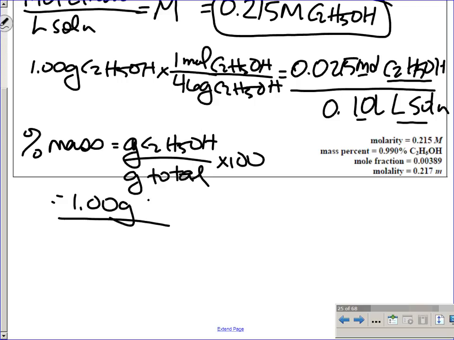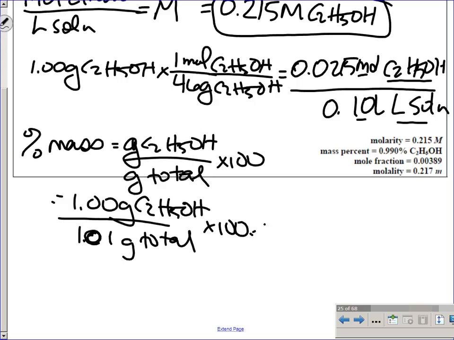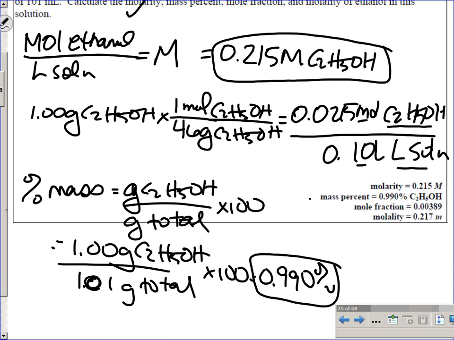What's the grams of ethanol? 1.00 and total? 101 total. It's 101, it's not a point, that's a 0. Grams total times 100. What is it? 0.99. Right there. Okay. That's our percent ethanol, which would make sense. It's less than 1% of the total sample in terms of grams. So that's mass percent.